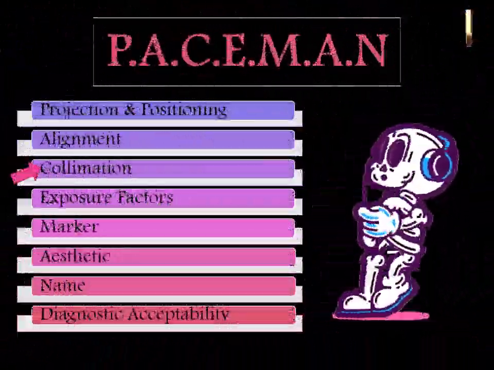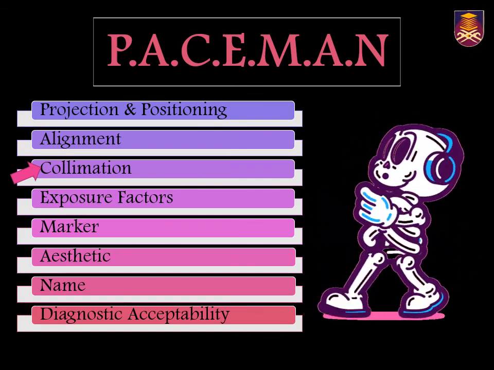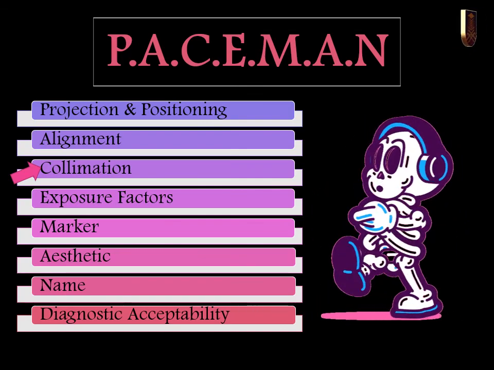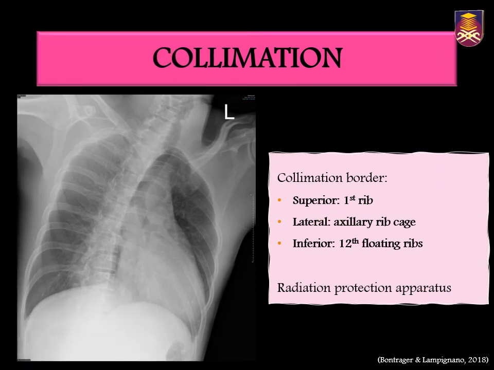Let's move to the next element of PACEMAN, which is C for collimation. Collimation should be done to all four borders of the image receptor and should include the first rib at the superior border, axillary rib cage at both lateral borders, and, if possible, include the 12 floating ribs at the inferior border. There is no evidence of radiation protection apparatus seen on the radiograph.